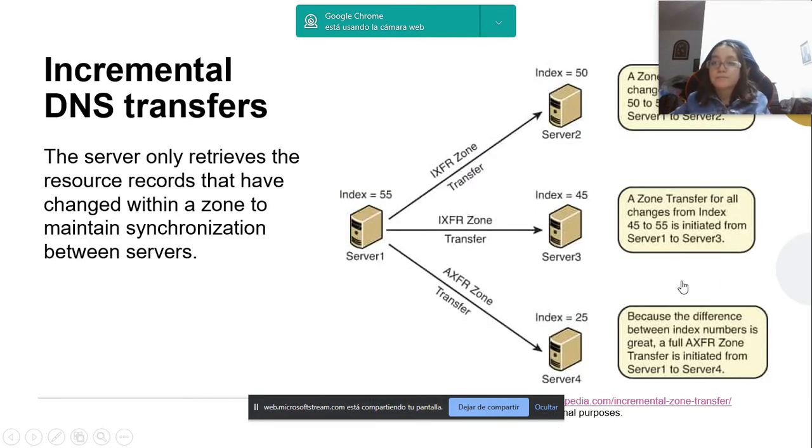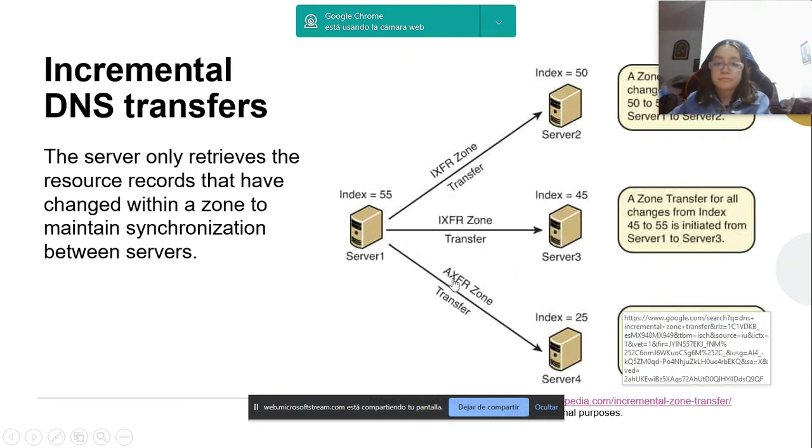To avoid this time-consuming and resource-intensive process, there exist incremental DNS transfers. The incremental DNS transfers will only retrieve the resource records that have changed within a zone by comparing the servers' information, and will only copy the ones that are missing or were modified.